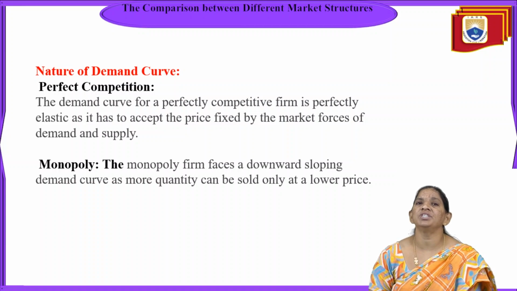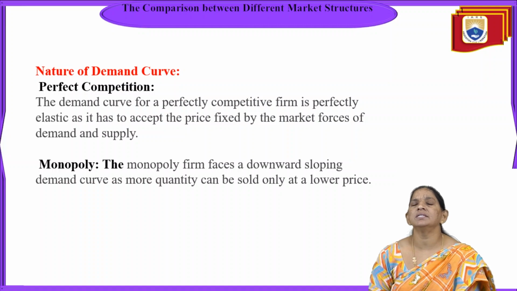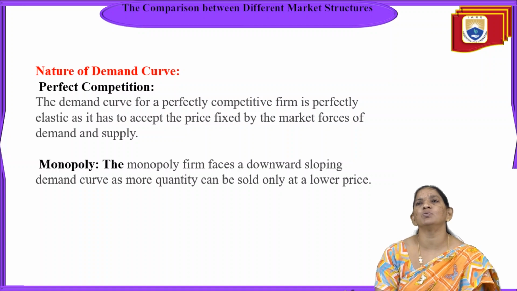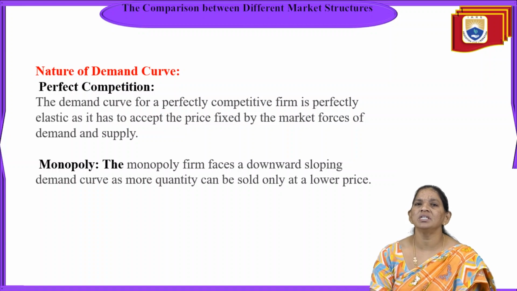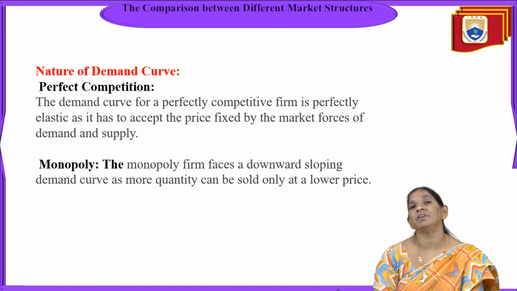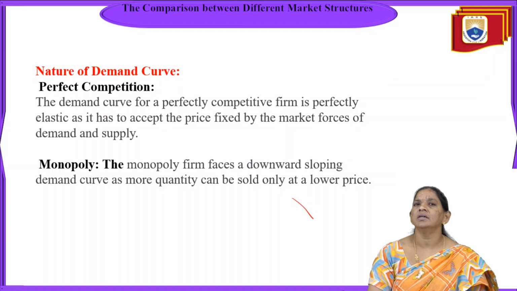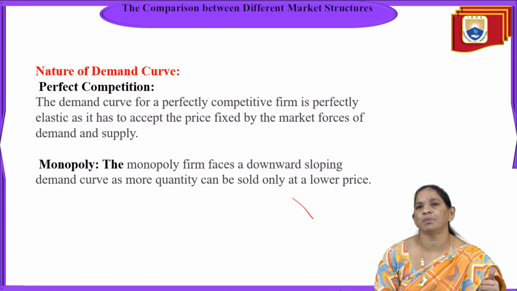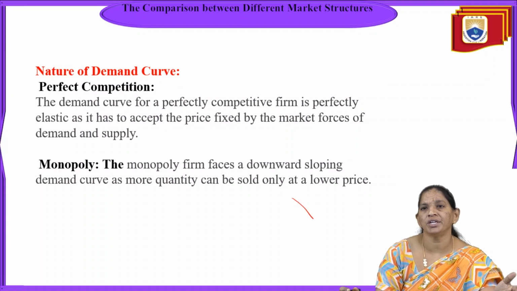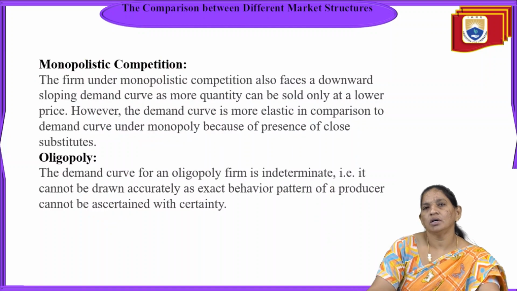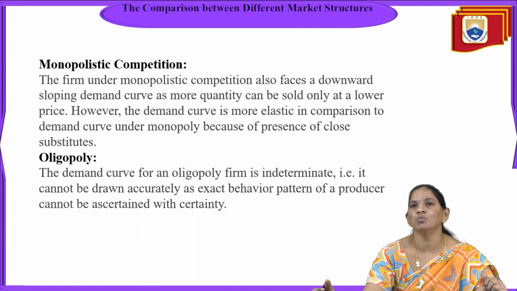In perfect competition, the firm's demand curve is perfectly elastic. Why? Because it will accept the price the market forces have given. So it is an elasticity of demand we can identify. But when you come under monopoly, we can say the demand curve slopes downward, which says that if the monopoly decreases the price, he can sell more quantity when the price is lowered. And the next one is the demand curve under monopolistic competition.